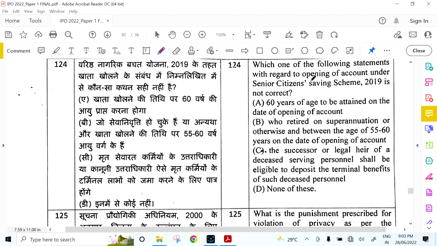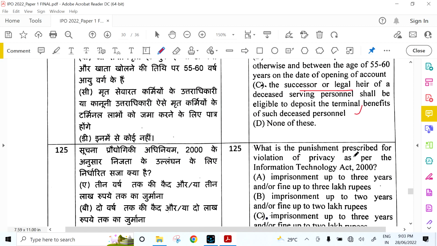Which of the following statements with regard to opening of a senior citizen account is not correct? 60 years of age to be attained on the date of opening of account. Who retired on superannuation or otherwise and between age of 55 to 60 years on the date of opening of account. The successor or legal heir of the deceased person serving shall be eligible to deposit the terminal benefits of such deceased personnel. None of this. The answer is C. They cannot do this one. Successor or legal heir, they are not eligible to deposit the terminal benefits.